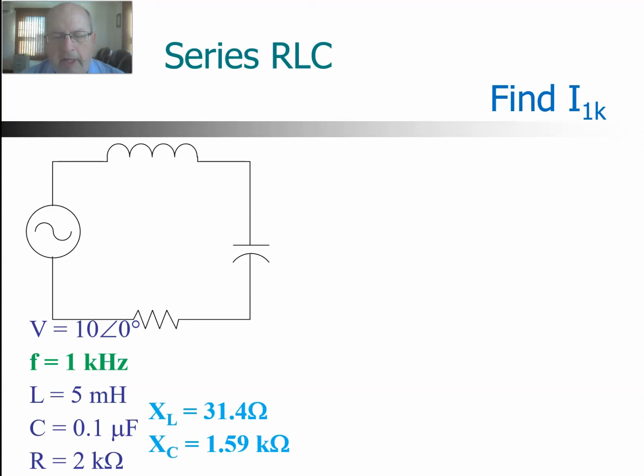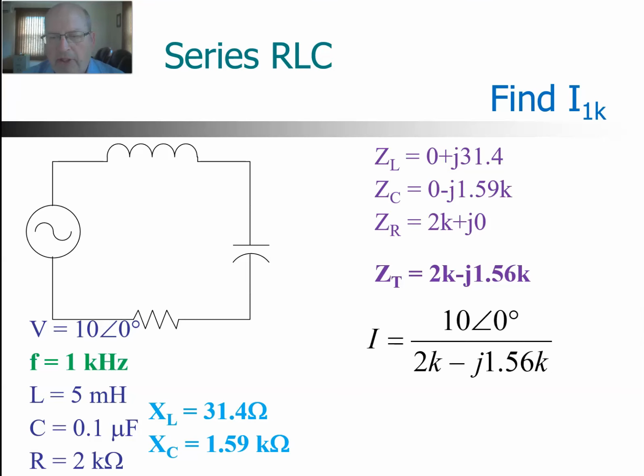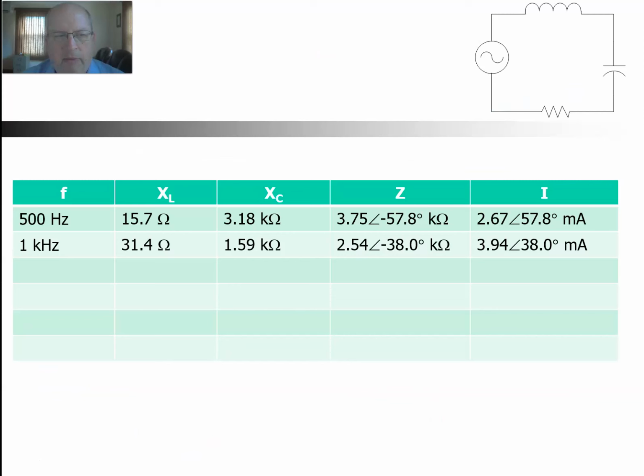Hopefully you have found that X of L is 31.4 and X of C is 1.59K. Here are the values. Z of L is 0 plus J 31.4, 0 minus J 1.59K for Z of C, and Z of R is 2K plus J 0. And our total is 2K minus J 1.56K. So now we'll do Ohm's law, 10 angle 0 divided by 2K minus J 1.56K, and we get 3.94 at an angle of 38 milliamps. We'll enter that in our table.